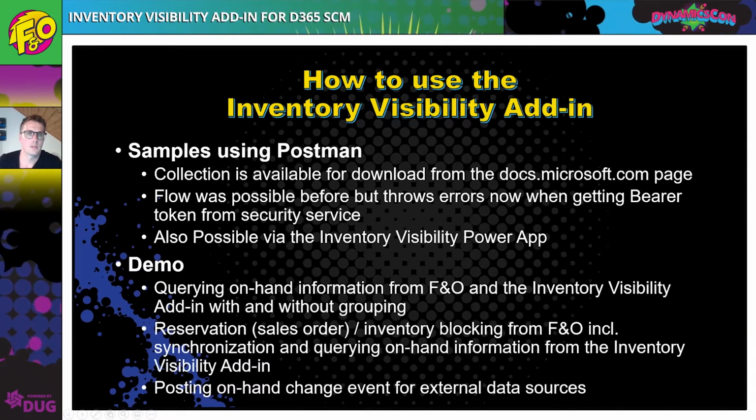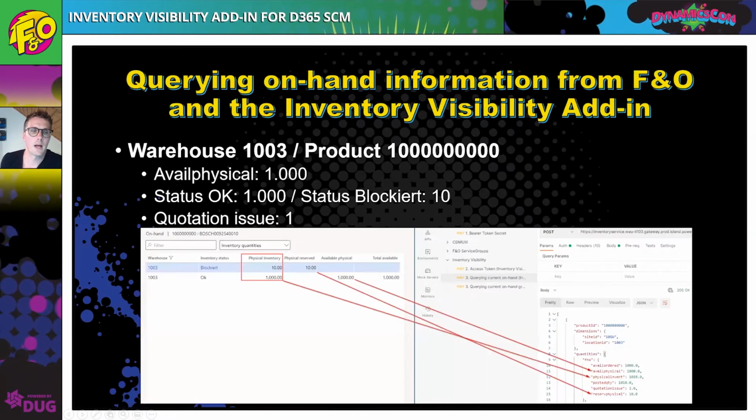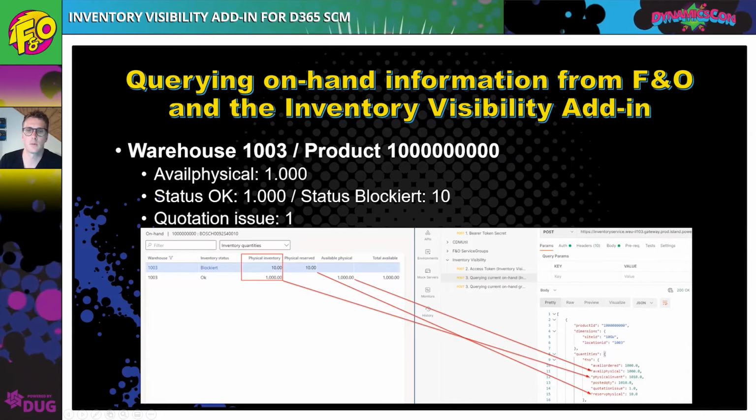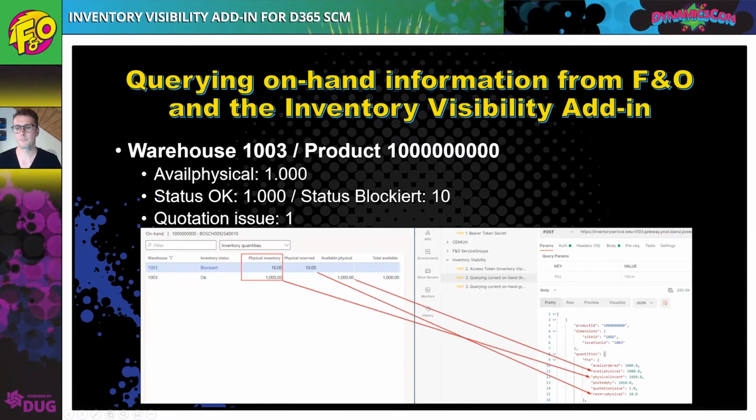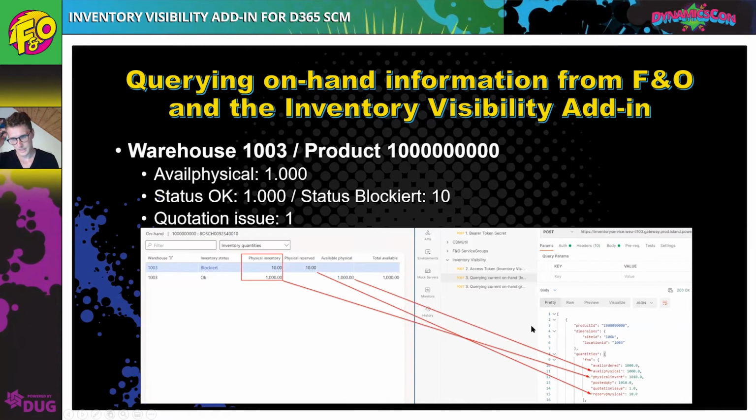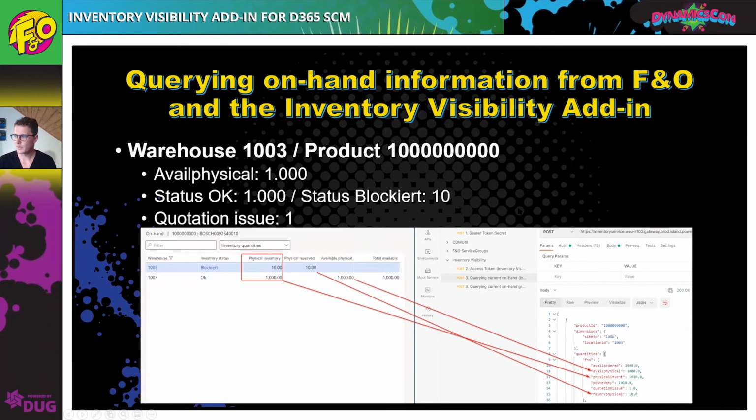So let's start with this example. I will show you in my demo data the on-hand information of warehouse 203 and product 1, and then everything 0, and then also the presentation in the Postman collection. I will jump back to my VM.